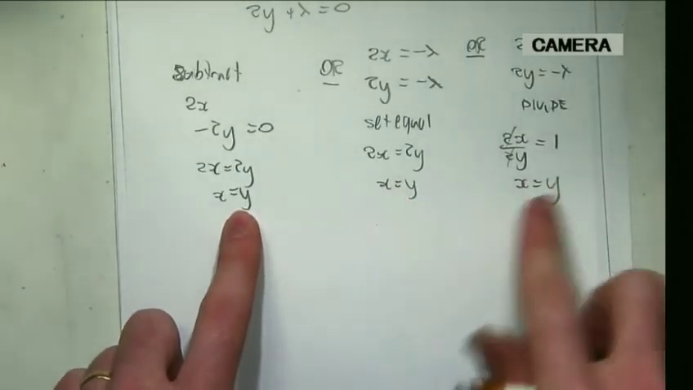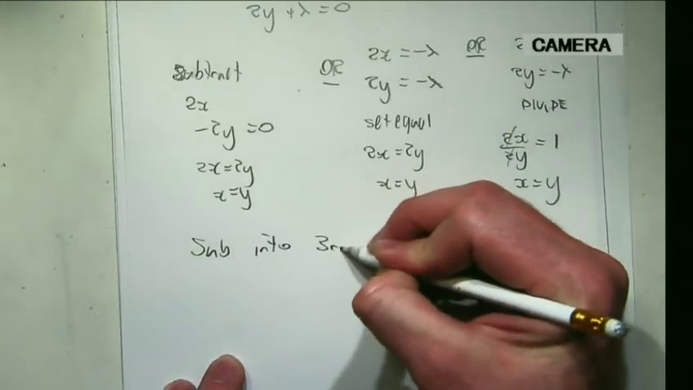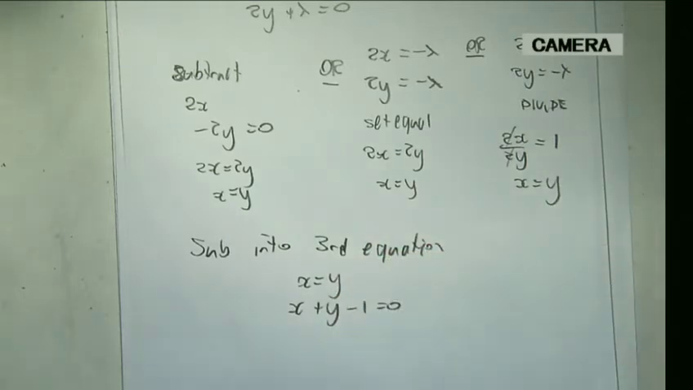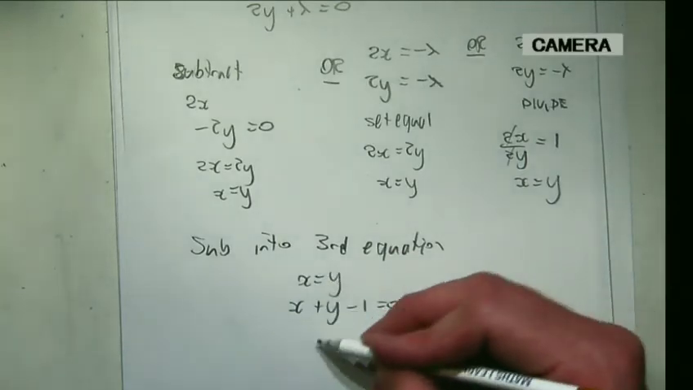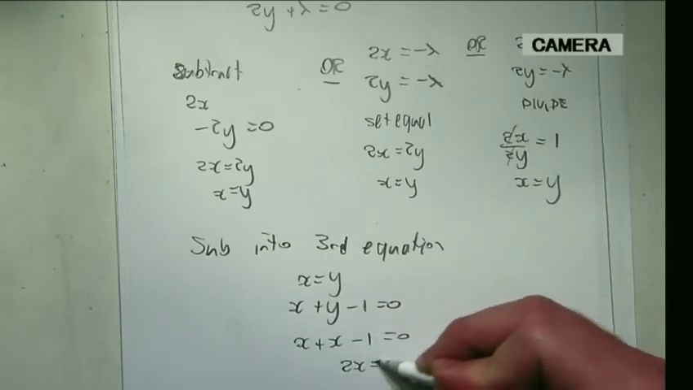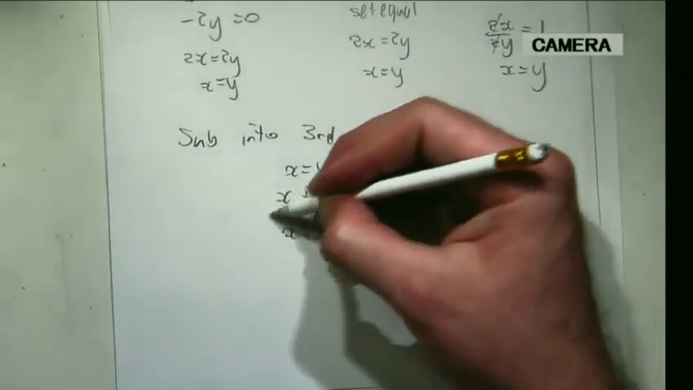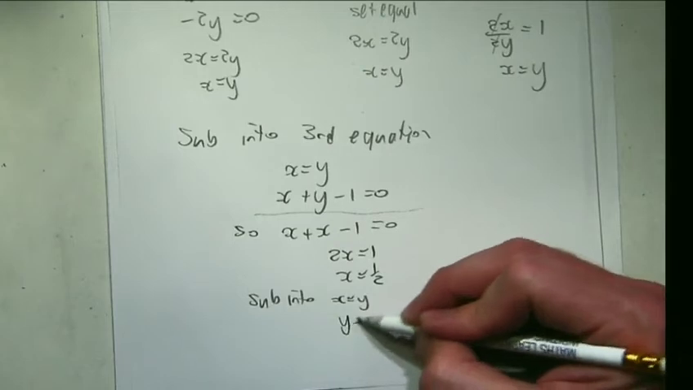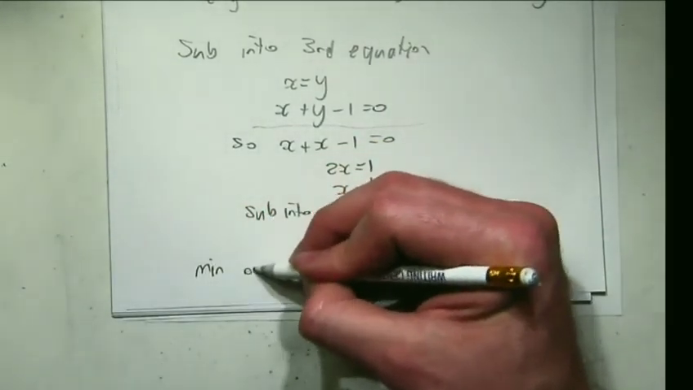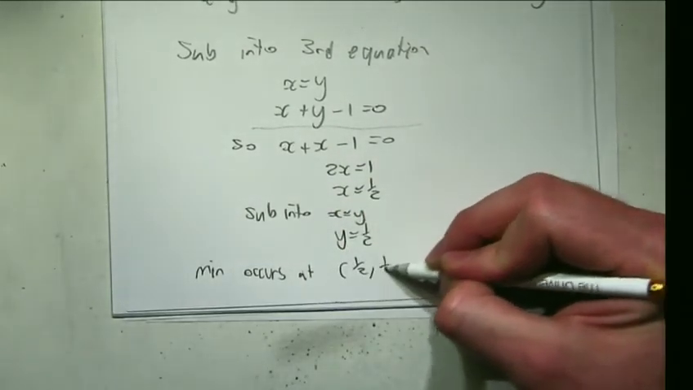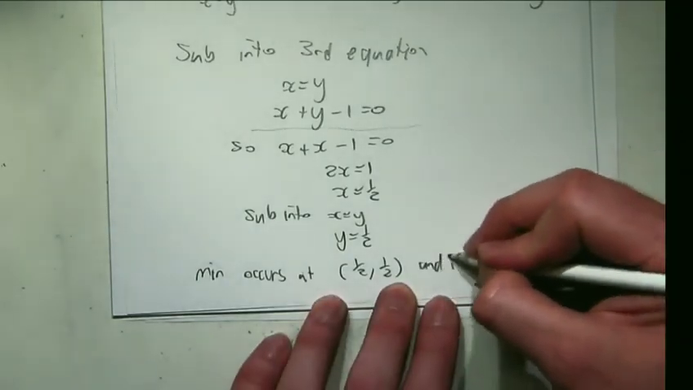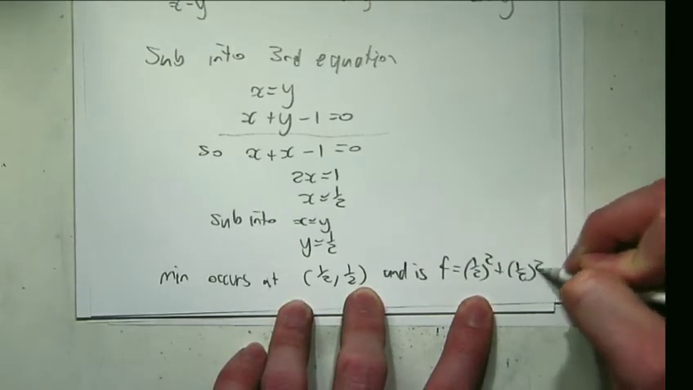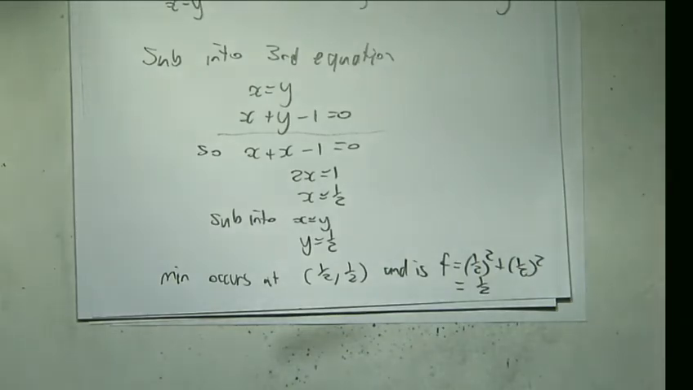And then once you've got that, you want to sub this into the third equation. So now we have x equals y and x plus y minus 1 equals 0. So since y is equal to x, I can replace everything with x. So x equals a half. And then I can sub it into x equals y, so we get y as a half as well. So the minimum occurs, if it is a minimum, at a half. And the minimum value is f equals x squared plus y squared, because that's the original function, which comes out to a half, coincidentally.